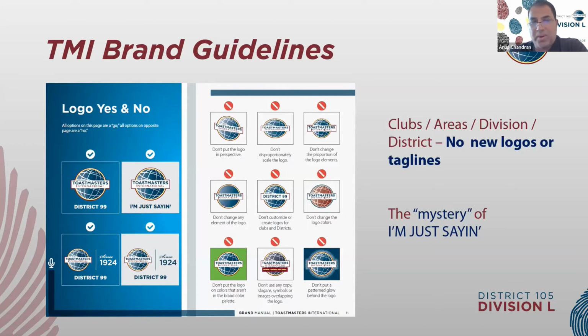I did some Googling and I found that "I'm just saying" is a club in Colorado. So whoever was in the design team probably thought it's a fun thing to put their club name out there. So all you can do is put under the logo either your area, district, division, or the club name.